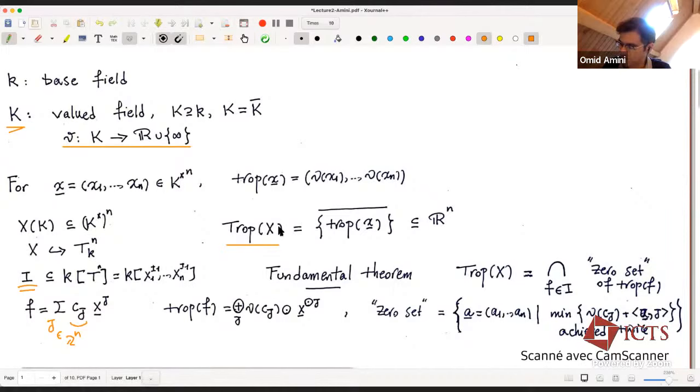this tropicalization, which is defined by tropicalizing the points, is exactly the tropical zero set of the tropicalizations of polynomials. And the zero set here means that the zero set of a tropical polynomial is the set of all points in Rn such that, if you look at it, every term here gives you an affine function, because it is a linear function in Xi, and there is this constant. So you get this affine function. And the zero set of this tropical polynomial is the set of points in Rn such that this minimum is achieved at least twice.